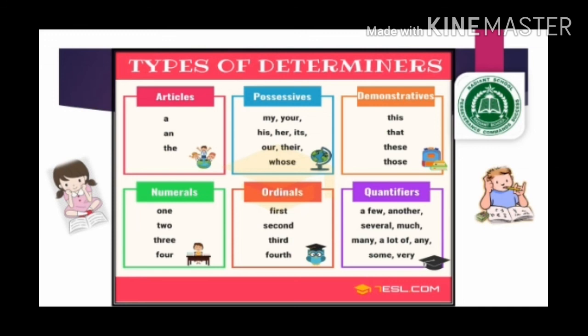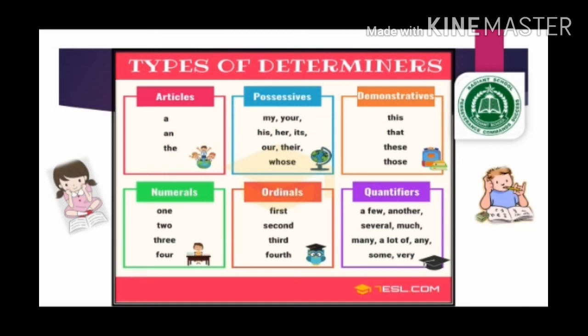Another type of determiners is ordinals. That gives the order of the noun, that is, in which position does the noun stand. For example, I want to get first position. I want to take this 4th chair.